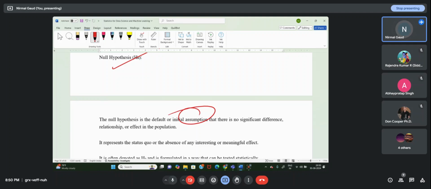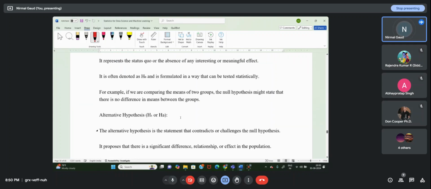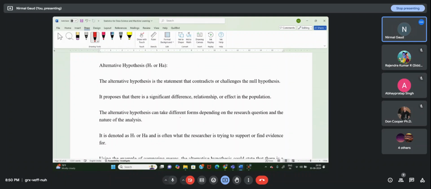And according to ANOVA, it says that there is no difference in the mean of the samples S1, S2, S3. All the samples, the mean of all of them is equal. That is what the null hypothesis says. That is the statement of the null hypothesis, that all sample means are equal. However, the alternate hypothesis H1 or HA contradicts and challenges the null hypothesis. It says no, it's not so. The mean is not equal. That's what the alternate hypothesis says.